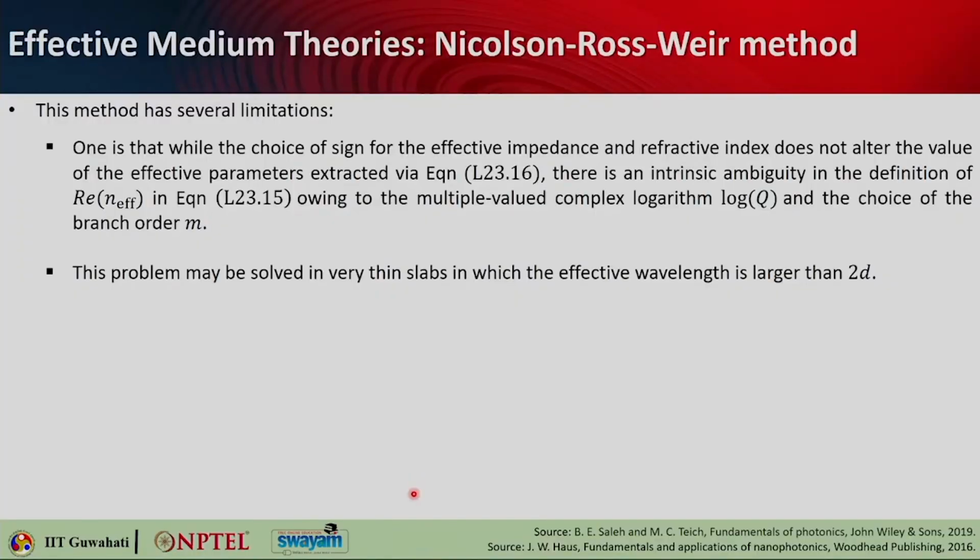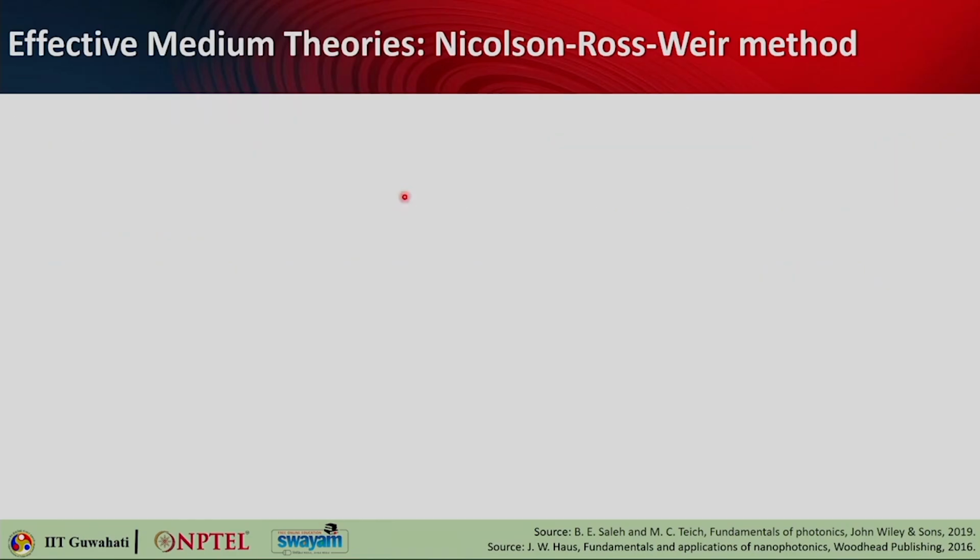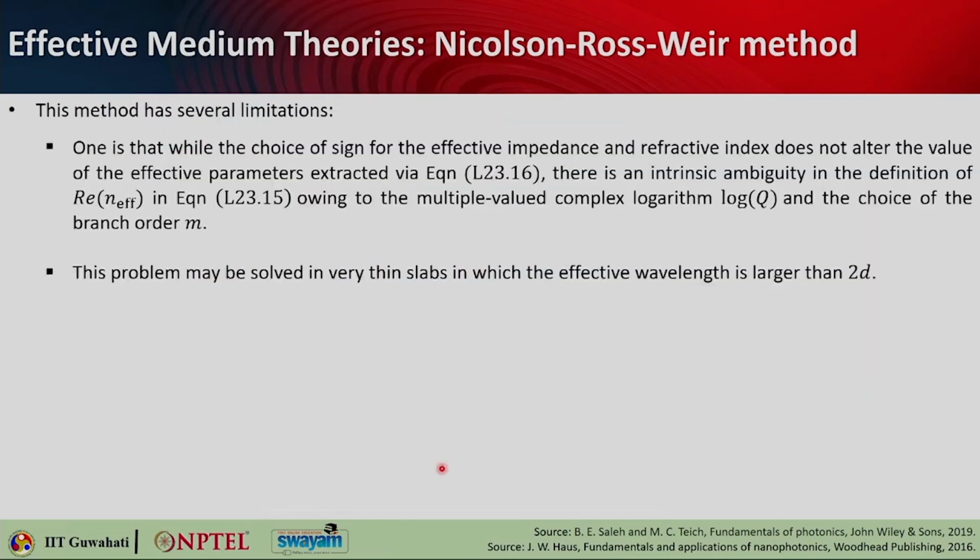So, what are the observations in this case? The first thing is that the choice of sign for the effective impedance and the refractive index does not alter the values of the effective parameters which are obtained via this equation. Okay. And there is some intrinsic ambiguity in the definition of this n effective, because it comes from the multi-valued complex logarithm and the choice of your branch order m. Anyway, the problem may be solved in very thin slabs in which the effective wavelength is much larger than 2d.